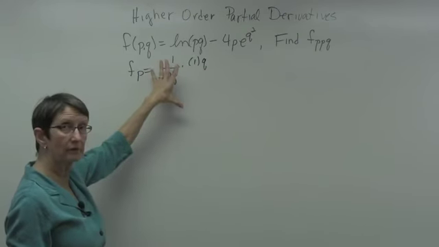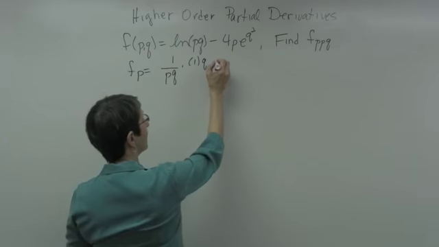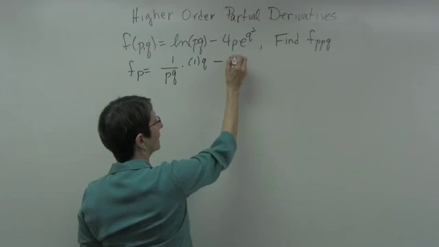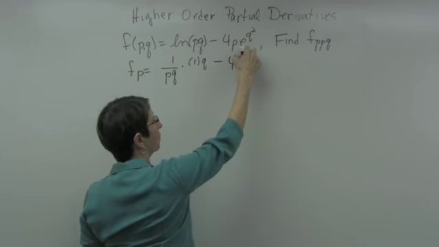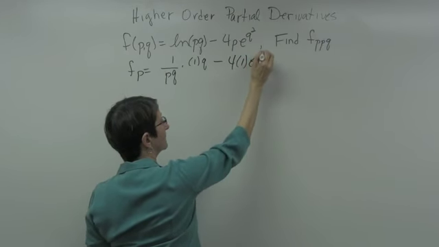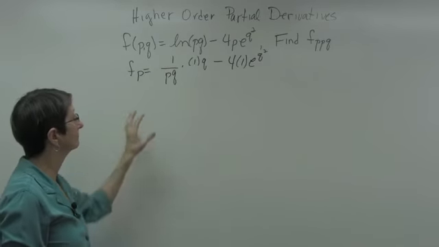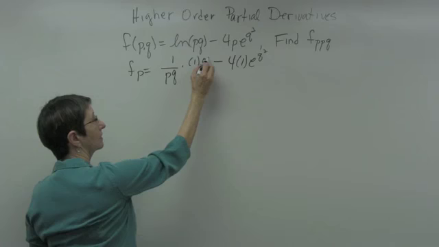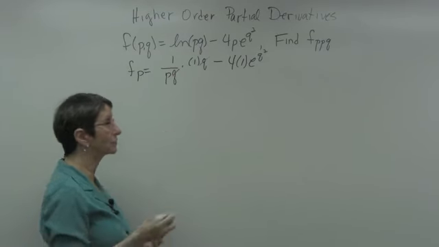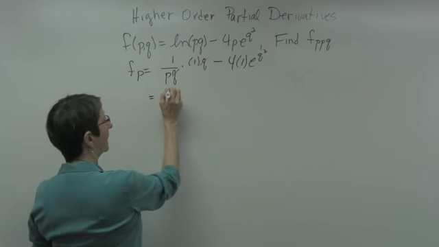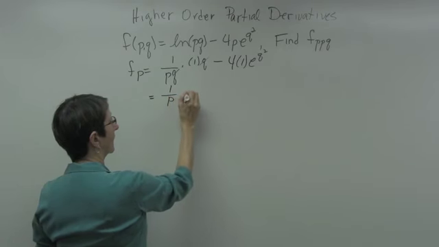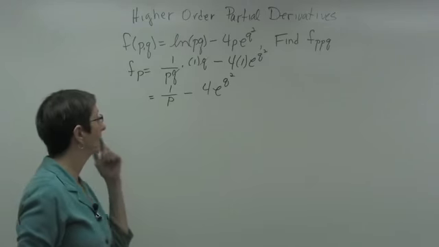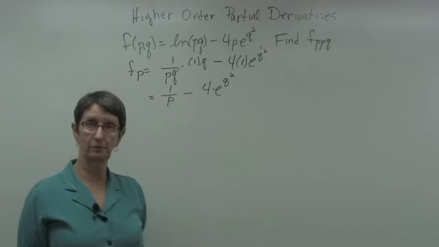So this would be the derivative of the first term minus the derivative with respect to p. 4 is a constant. The derivative of p is 1 and the e to the q squared is a constant multiplier. Let's simplify this a little bit and note that there's a q here and a q here that we can cancel. So I have 1 over p minus 4e to the q squared. That's the partial of f with respect to p.